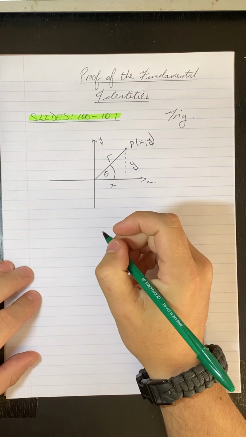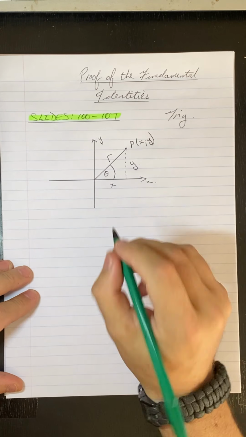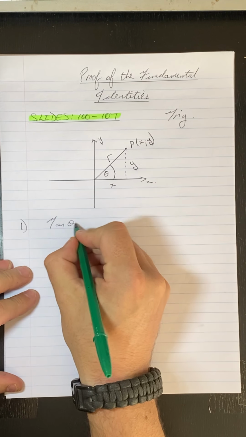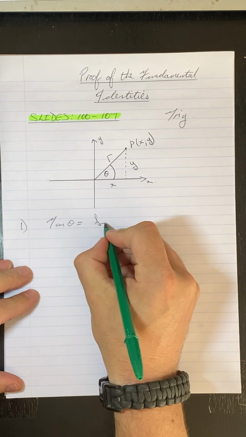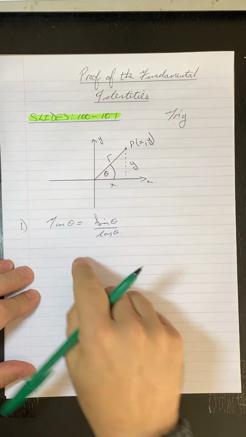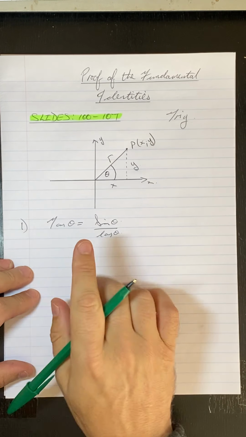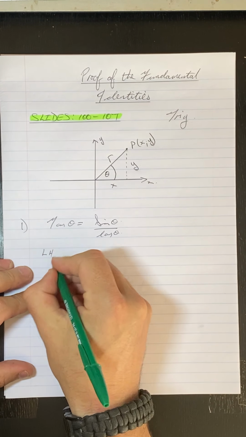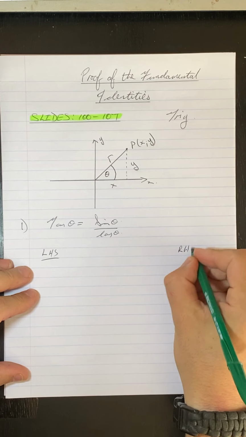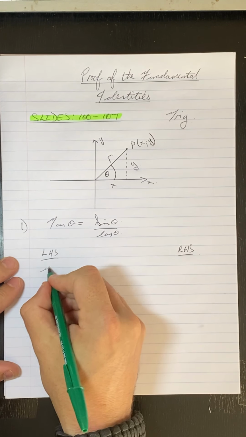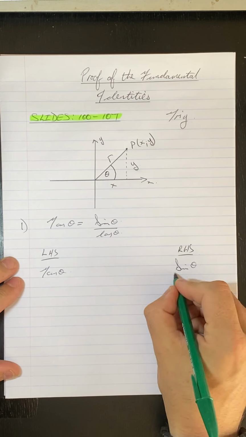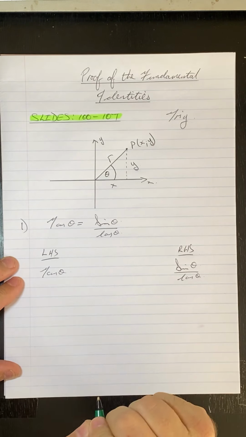So if we look at the first identity that we've done, tan theta equals sine theta over cos theta. How we prove identities is we always choose the left-hand side and the right-hand side, and we prove left-hand side is equal to right-hand side. So that is what I'm going to do here. I'm going to break it down, left-hand side, right-hand side. So tan theta is on our left-hand side, and sine theta over cos theta is on our right-hand side.